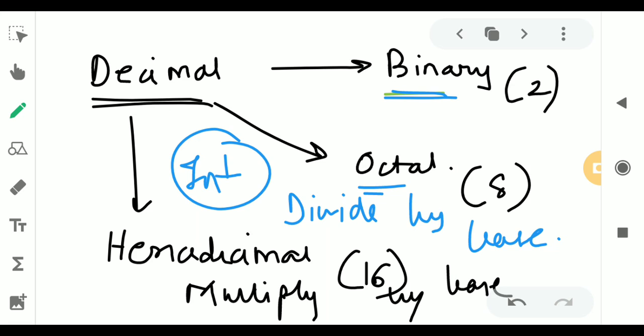That's it. We just saw it for binary, and we will see the other number systems like octal and hexadecimal in a separate video. That was it for now.